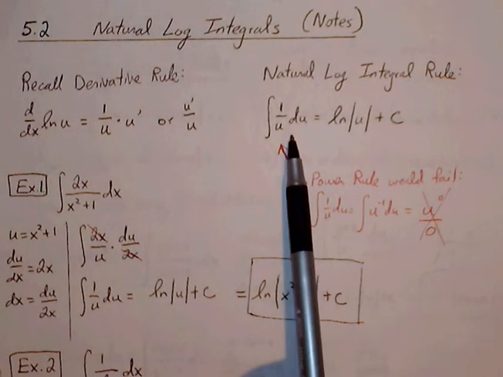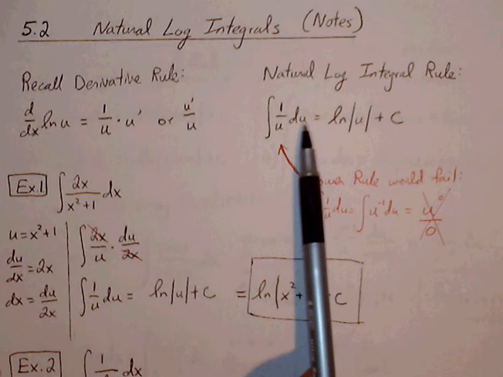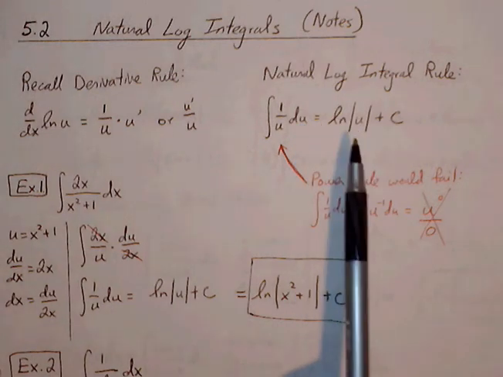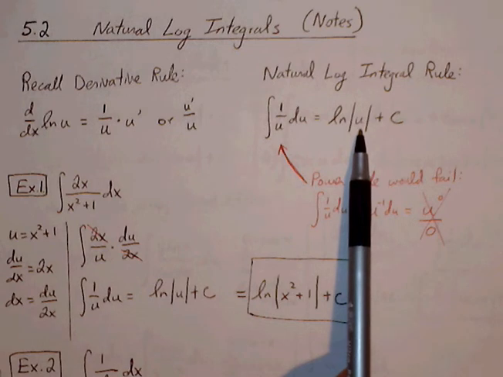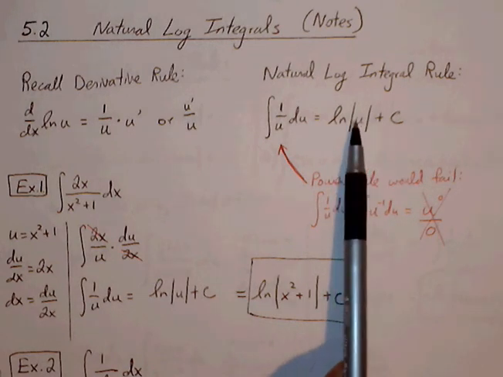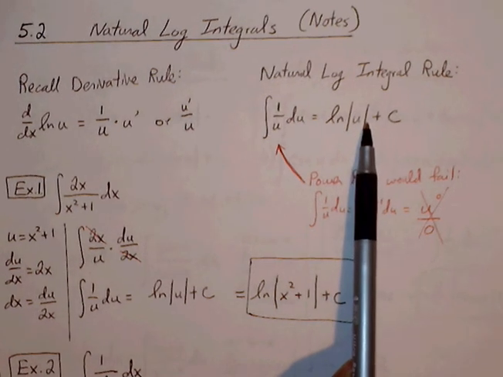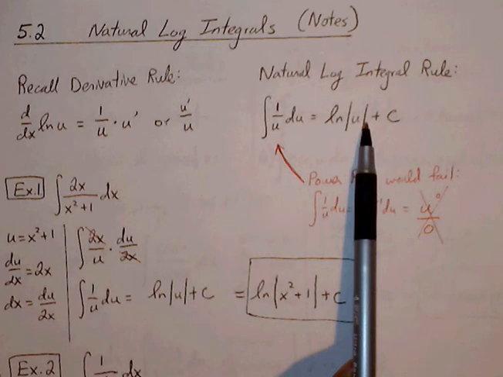The integral of 1 over u du is equal to natural log of the absolute value of u plus c. Okay, remember that the value inside natural log has to be positive, so we ensure that by putting absolute value bars around the function here.